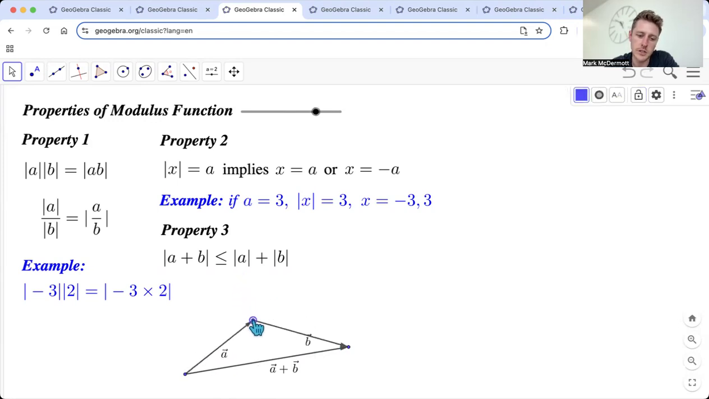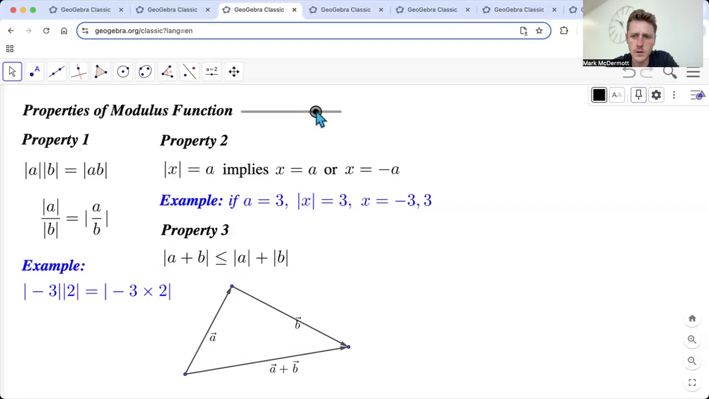Basically, if you've got what's called a degenerate triangle where A and B are parallel to each other, then you would get that they're actually on top of each other. So yeah, your triangle sort of doesn't exist at that stage. It's called a degenerate triangle. So yeah, there you go. That's another interesting property of the modulus function, sometimes called the triangle inequality.